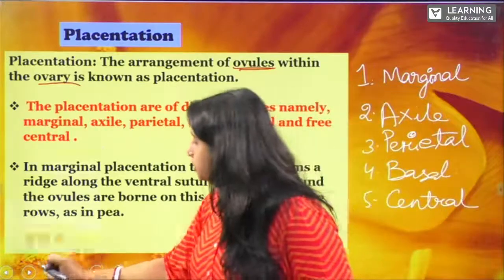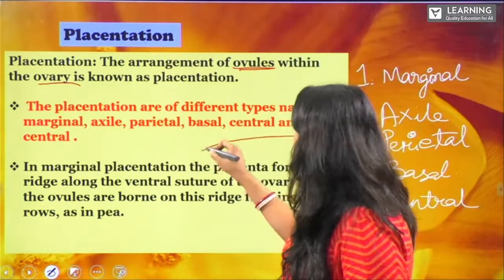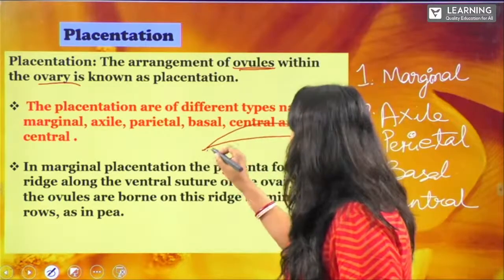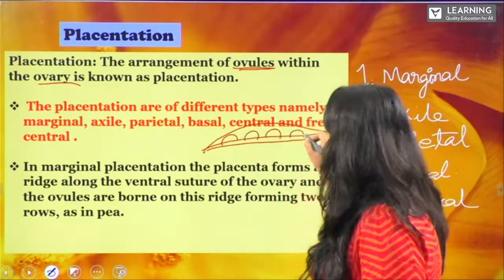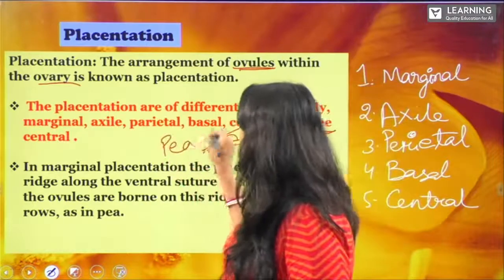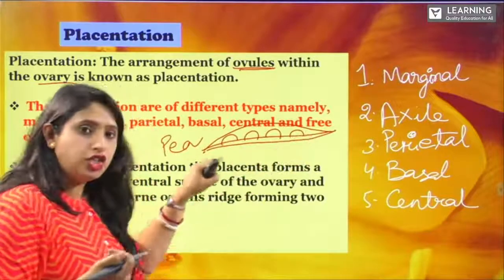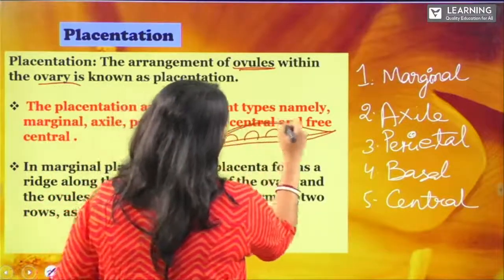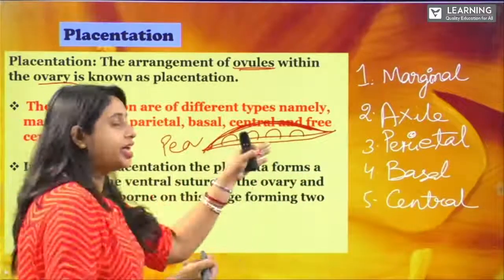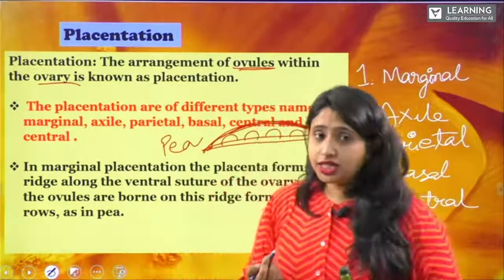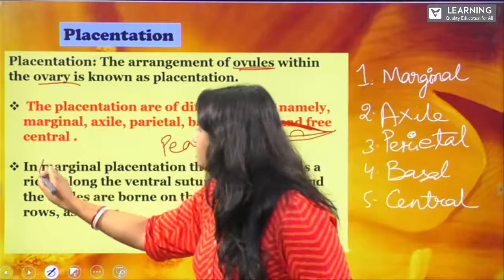In marginal placentation, that is the ovules, as you have seen in this pea, right? How the seeds are arranged. See, in case of pea, you will see this type of arrangement, with the ovules inside it. It is arranged at the margin, isn't it? If this is a pea, you will see how it is arranged. It is arranged exactly at the margin. The ovules are arranged exactly at the margin. That is called your marginal placentation.